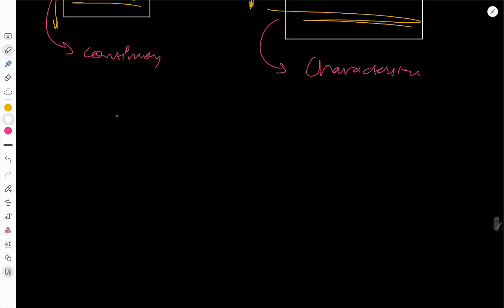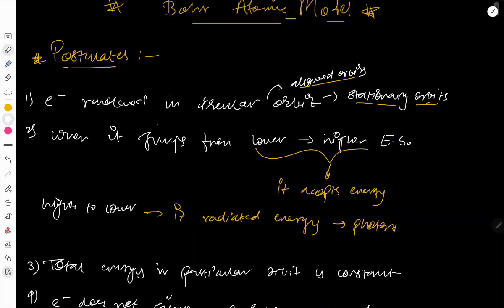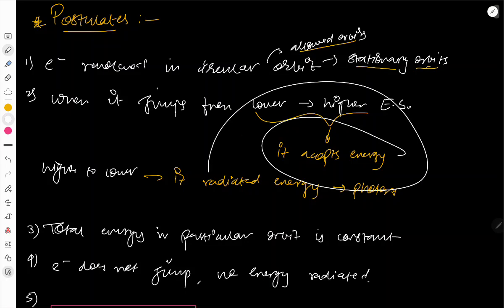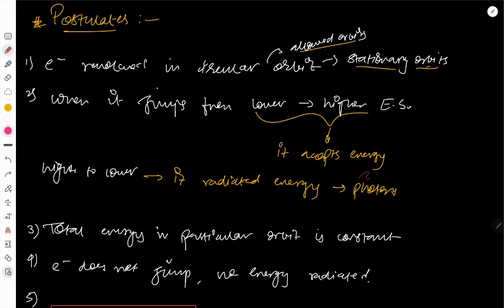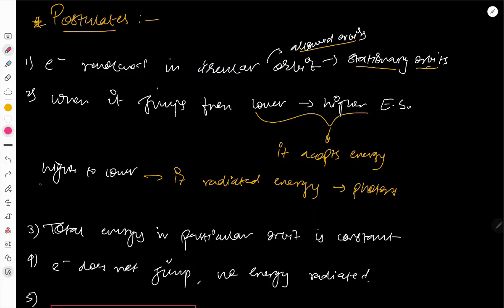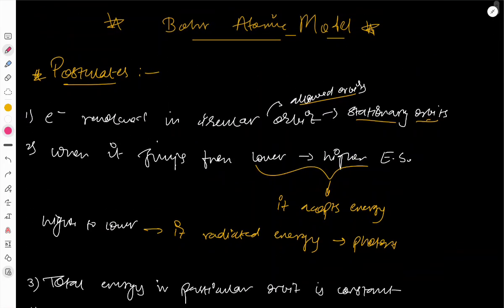So what did Bohr's model say? The change in energy level is equal to the energy of the photon, as we saw over here in the first postulate. As we have seen, if we jump from higher to lower, it radiates energy in the form of photons. So how would I have remembered this? Let us see our atomic model for it.